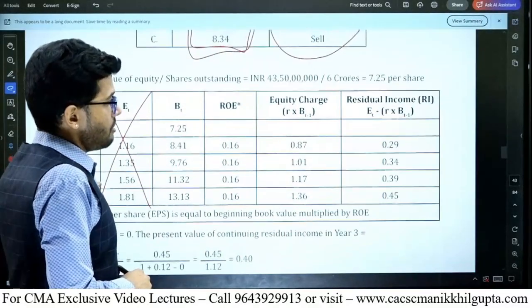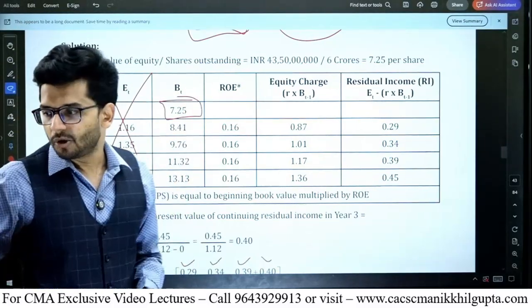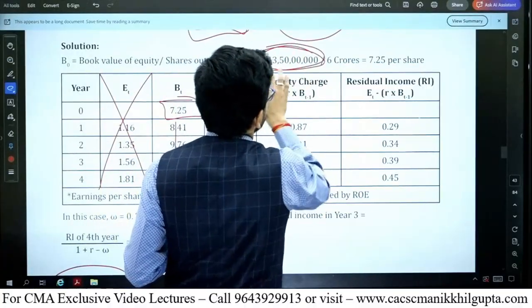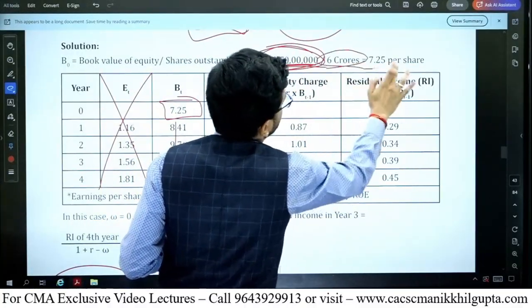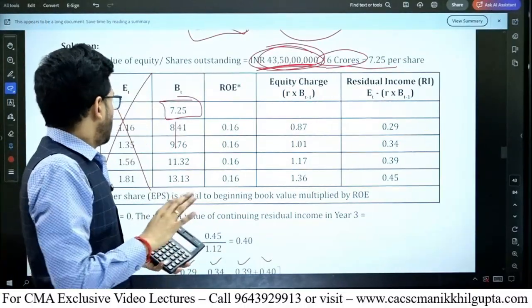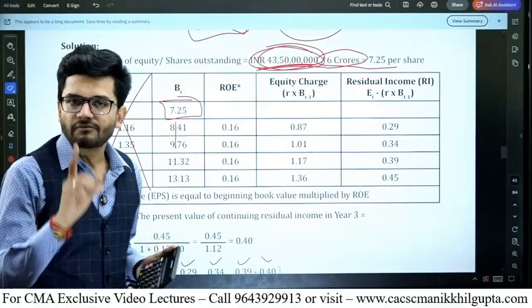Now, simple: 7.25 is the current book value per share. How did we calculate it? We calculated it using the information given in the question. 4350 divided by 6 crore gives 7.25 per share, which is the current BVPS. Now guys, what is the BVPS after 1 year?